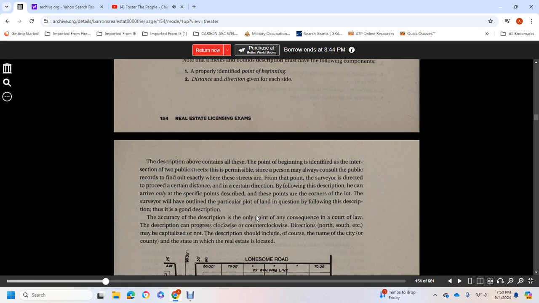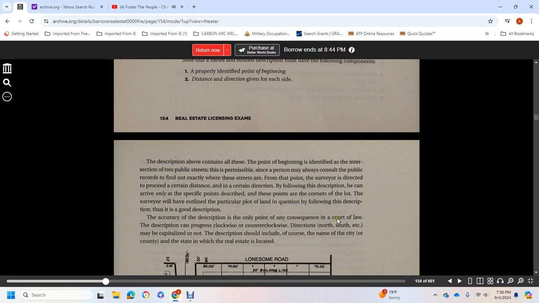If permissible, the person may also consult the public record to find out exactly where the streets are. From that point, the surveyor is directed to proceed a certain distance in a certain direction. By following the description, he can arrive only at the specific points described. These points are the corners of the lot. The surveyor will be outlining the particular plot of land in question. Following the description, this is a good description of accuracy.